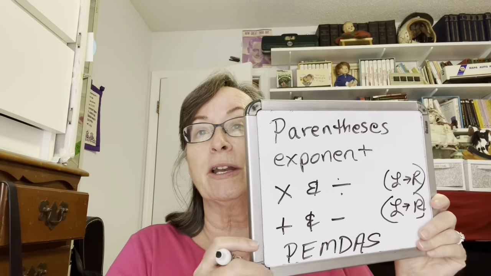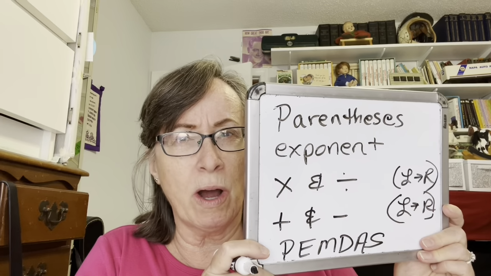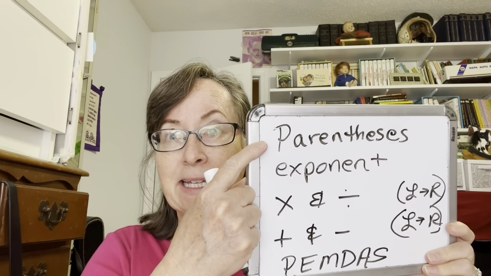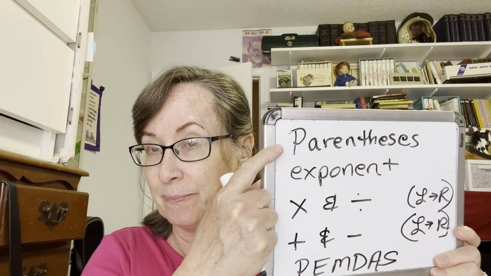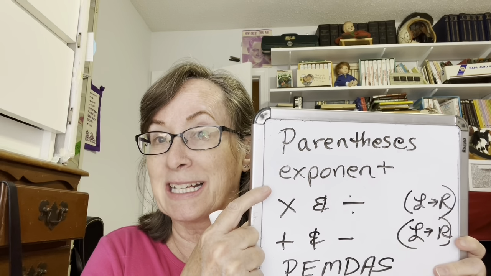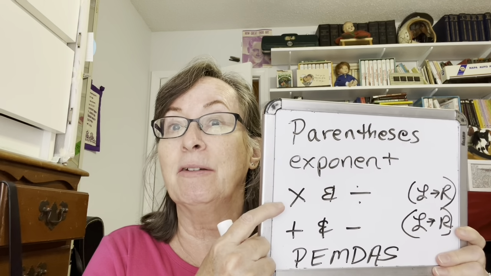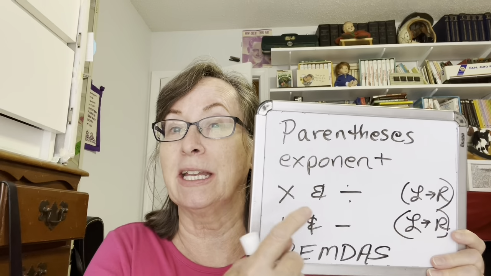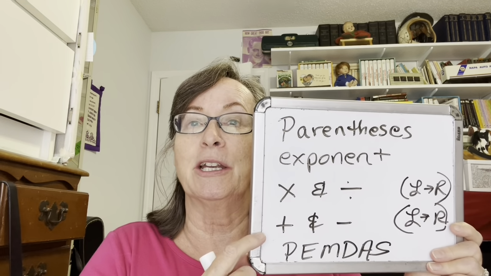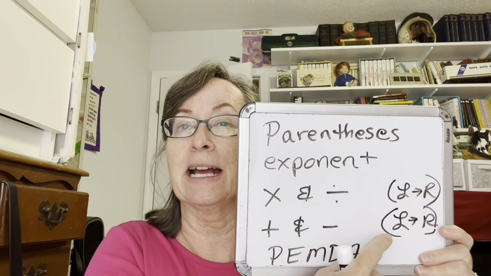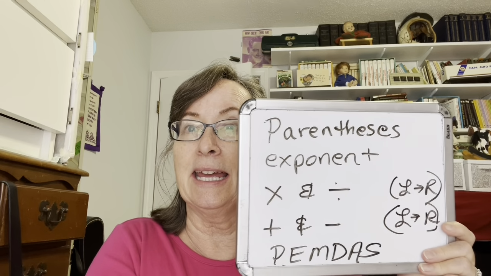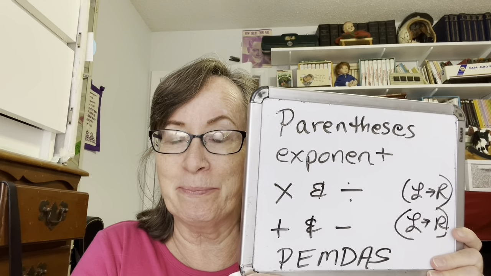So, what we're going to always do, if there is more than one operation to be considered, we will always do parentheses first, if possible. Then we're going to do exponents. Then we're going to do multiplication and division as we see them left to right. We're going to do addition and subtraction as we see them left to right. And PEMDAS is a good acronym.